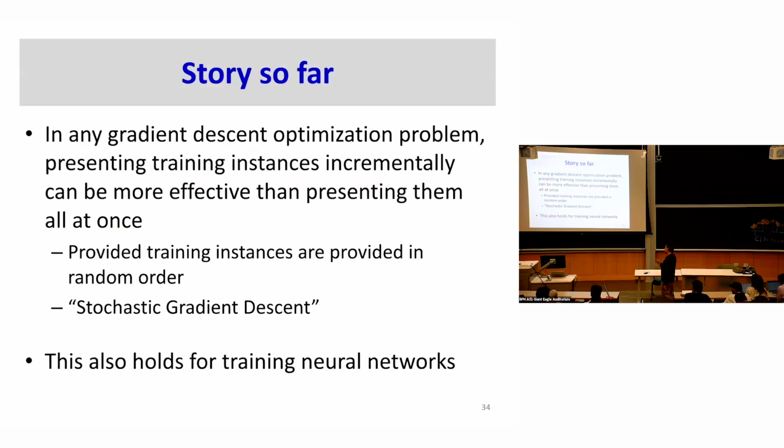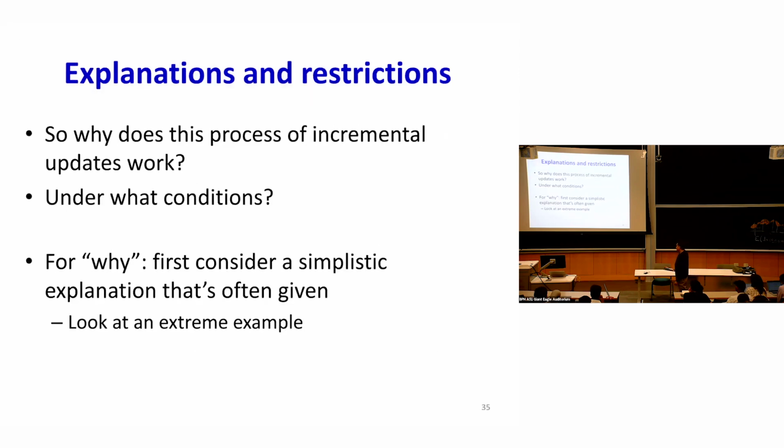And so the story so far: in any gradient descent optimization, presenting training data instances incrementally can be more effective than presenting them all at once, in principle, provided the training data instances are presented in random order. And this is the technique that we call stochastic gradient descent. The term stochastic literally means random, and so arises from the fact that we're presenting the training data samples in random order, and then you're performing gradient descent. So this is for any kind of minimization, function optimization. In this case, we are applying it to training neural networks.